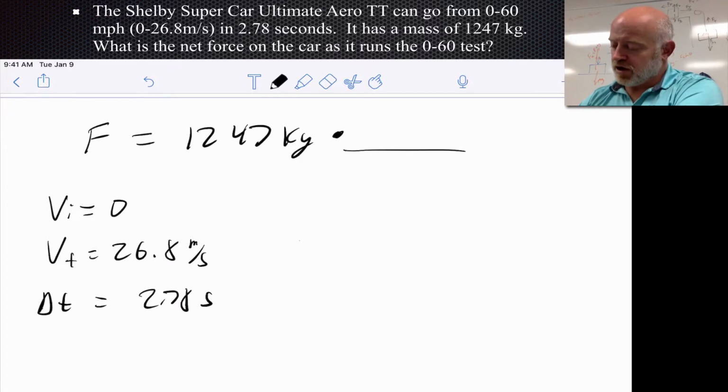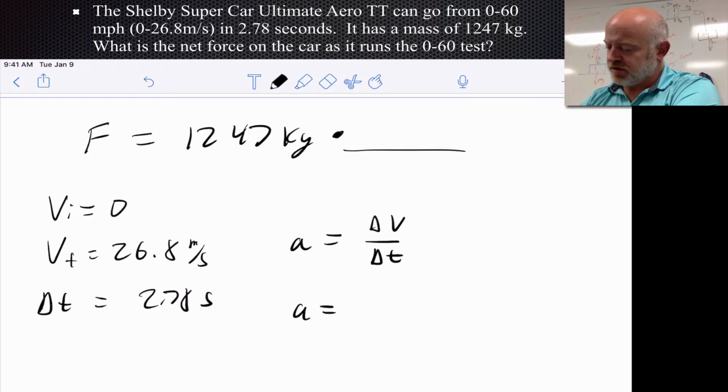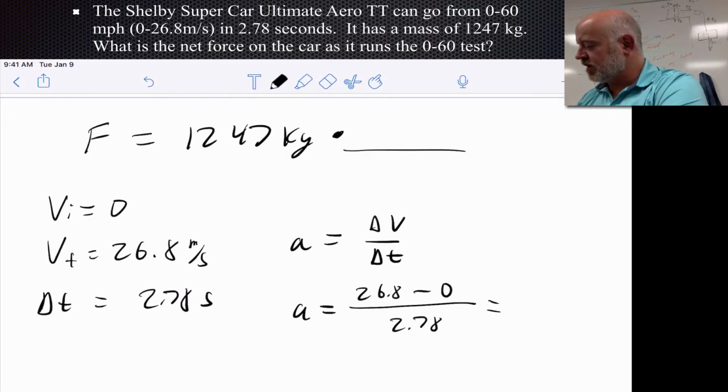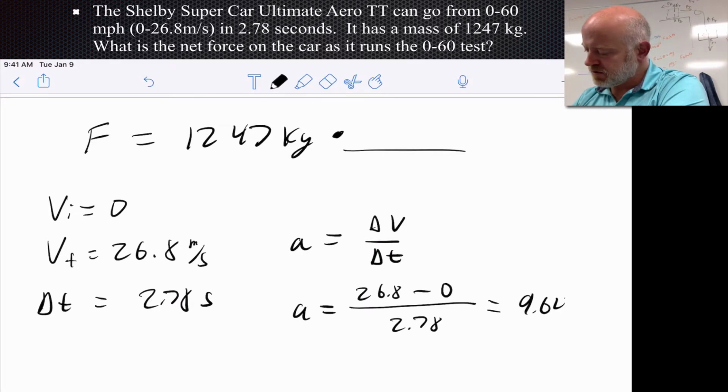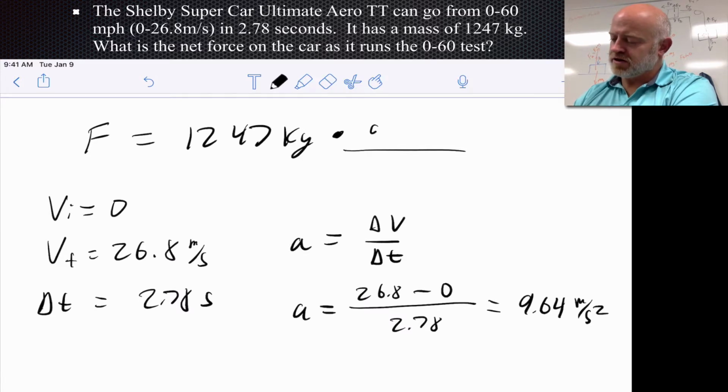If you recall, acceleration is equal to our change in velocity over a change in time. So our acceleration here is basically going to be 26.8 minus 0 divided by 2.78. So 26.8 divided by 2.78, and I get 9.64, sorry, meters per second squared. So our acceleration is 9.64 meters per second squared.